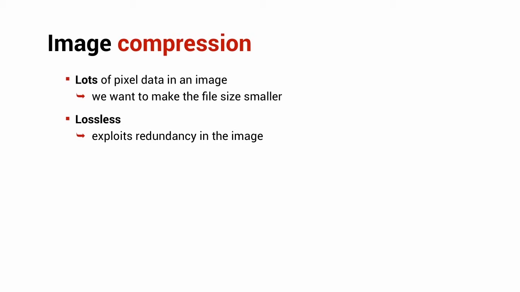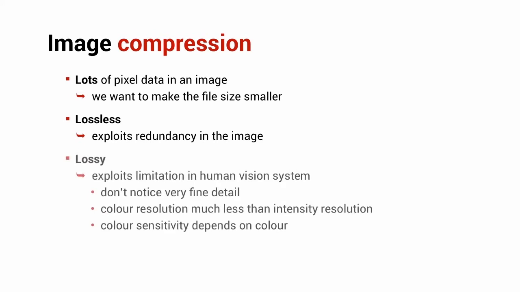require overall less space. And this is in stark contrast to lossy compression, the most common example of which is JPEG compression. And what lossy compression does is exploit the fact that the human vision system is far from perfect, and that there is some information that you can remove from the image in such a way that the human observer doesn't notice very much change.